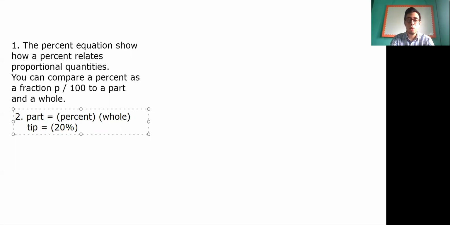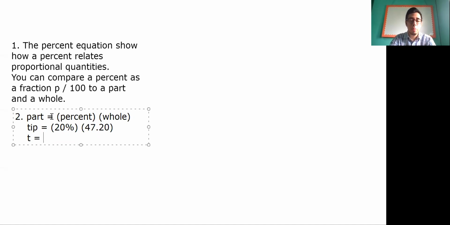And what is the whole? The whole is the amount of money he is going to pay. The bill is for 47.20. We can use a variable for the tip. For example, I can use the variable t. I'm going to use the variable t for the tip.